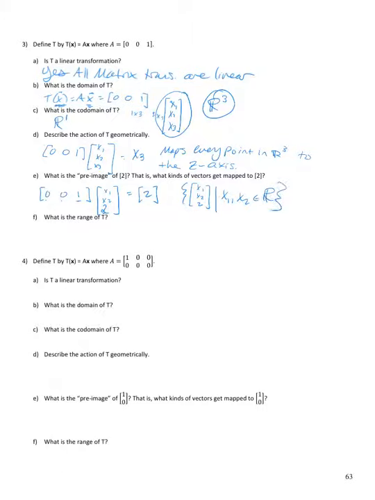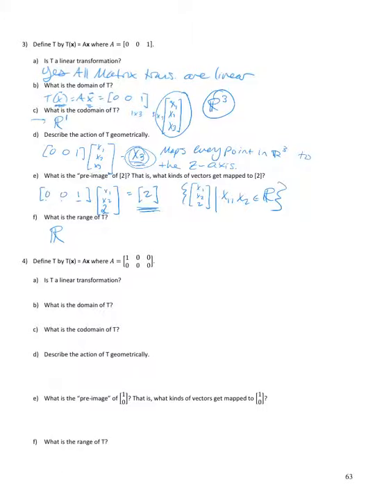What is the range of T? So my codomain is where the outputs live. So I've got x3. The question is, can you get any value in R as the output of this linear transformation? And yes, you can. You just have to choose x3 appropriately. So it is all of R is the range.